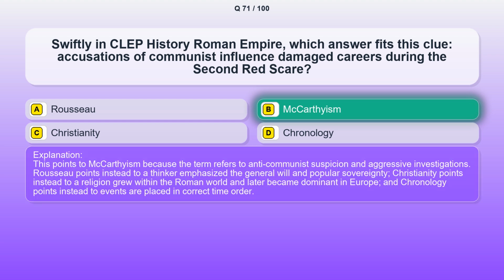This points to McCarthyism because the term refers to anti-communist suspicion and aggressive investigations. Rousseau points instead to a thinker who emphasized the general will and popular sovereignty. Christianity points instead to a religion that grew within the Roman world and later became dominant in Europe, and chronology points instead to events being placed in correct time order.